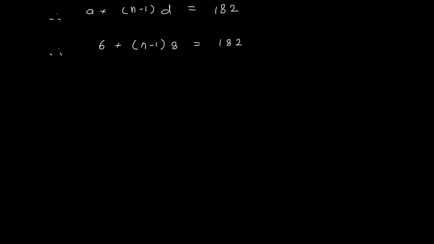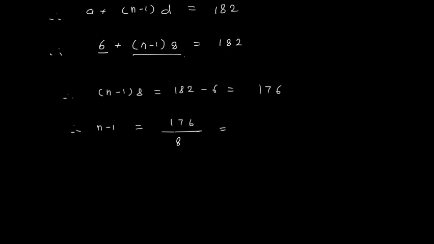Just observe, I am not opening this bracket. I am moving this 6 to the right. So therefore here it is n minus 1 into 8 is equal to 182 minus 6, so this will become 176. 12 minus 6 is 6, 176. So you have n minus 1 is equal to 176 divided by 8. 8 1s are 8, 8 2s are 16, so it is 22. This is the value of n minus 1. So therefore n is 22 plus 1, which is 23.